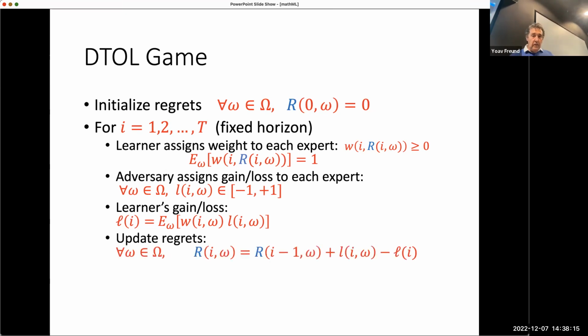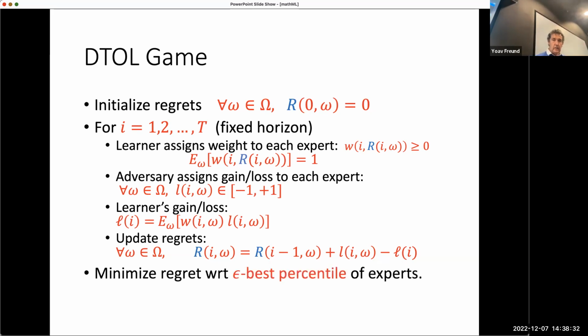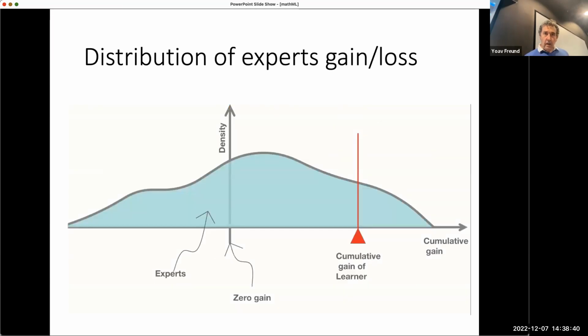And then once you have that, you update the regrets. That basically means that you take the regret in the previous iteration for that expert, add the loss of the expert, and subtract the loss of the learner. That's the difference. And you want to minimize regret with respect to the epsilon best percentile. That's similar to the epsilon before.